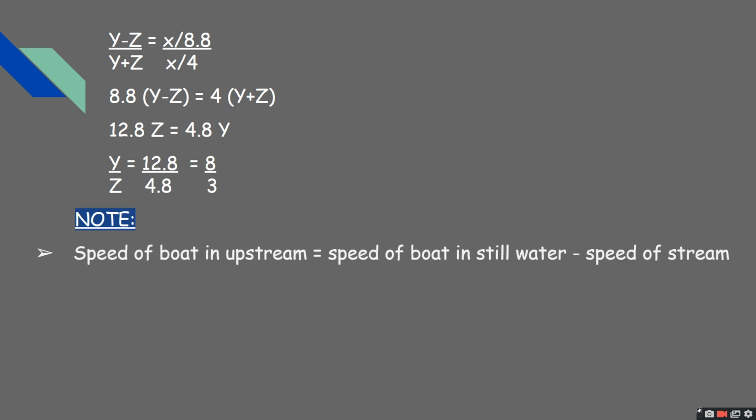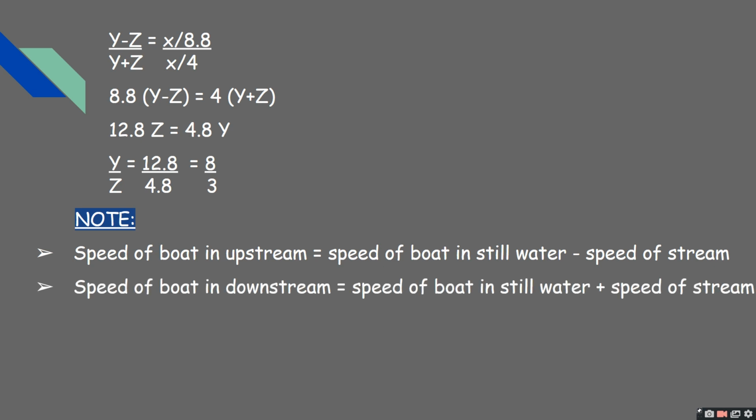Note, speed of boat in upstream equals speed of boat in still water minus speed of stream. Speed of boat in downstream equals speed of boat in still water plus speed of stream. We are finding the difference in upstream because the flow of water and the boat are in opposite direction. Similarly, in downstream, the flow of water and boat are in the same direction. And we know that speed equals distance by time. With these three formulas, we can solve boats and streams problems easily.